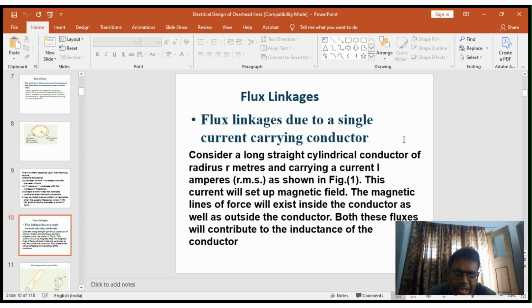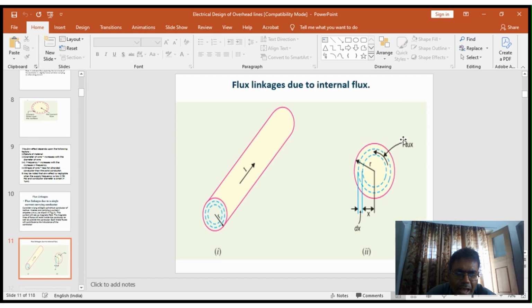While evaluating the inductance, the definition is flux linkages divided by current. For that reason, we calculate the flux linkages due to a single current-carrying conductor, through the internal flux as well as the external flux. After getting the flux linkages, dividing by current gives the inductance. Consider a long straight cylindrical conductor of radius r meters carrying a current of I amperes, RMS, as shown in the figure.